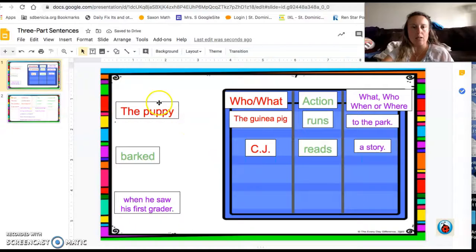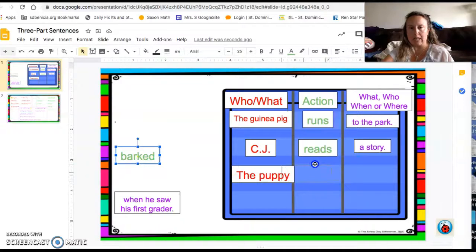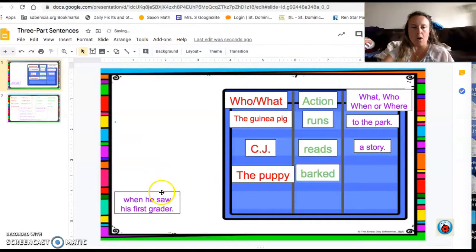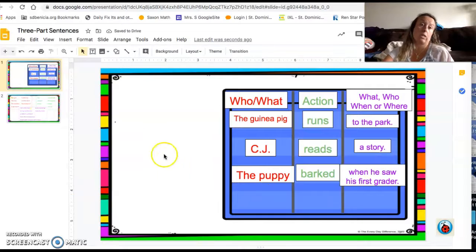All right, and now the last one. We're going to start here. Our topic is a puppy. And our puppy, the action is barked, which means it happened in the past. He barked. And he barked when he saw a first grader. Maybe because he was so happy to see you that he barked when he did that.